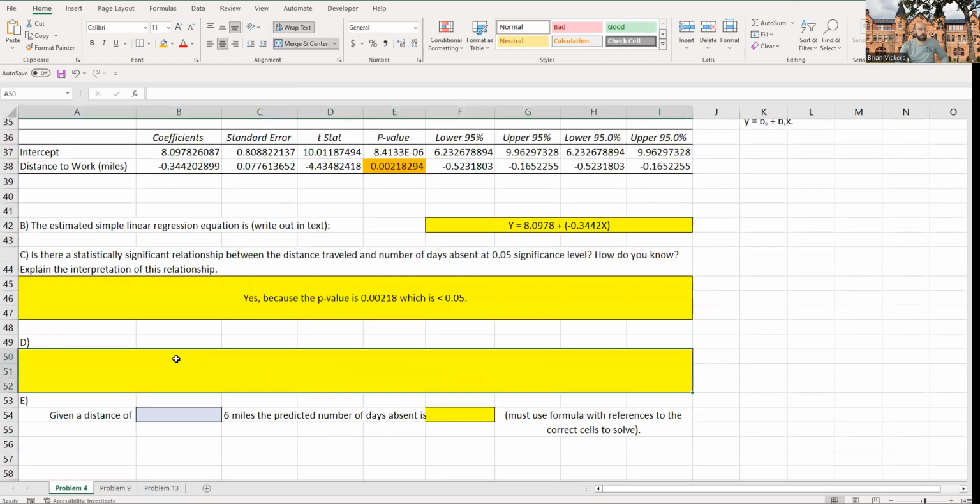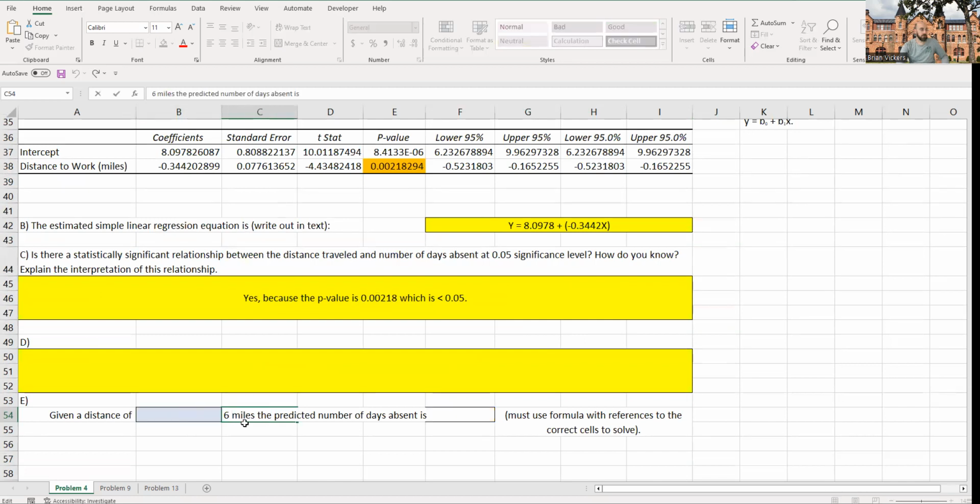But I'm going to jump past part D right here, and we're going to say, given a value of, let's just say, 7 miles. So if we give a distance of 7 miles, the predicted number of days absent is basically we're just going to plug in 7 into this formula, and that's going to give us the predicted number.